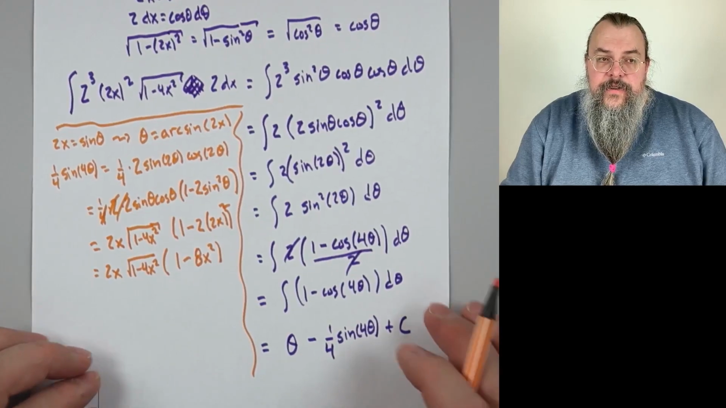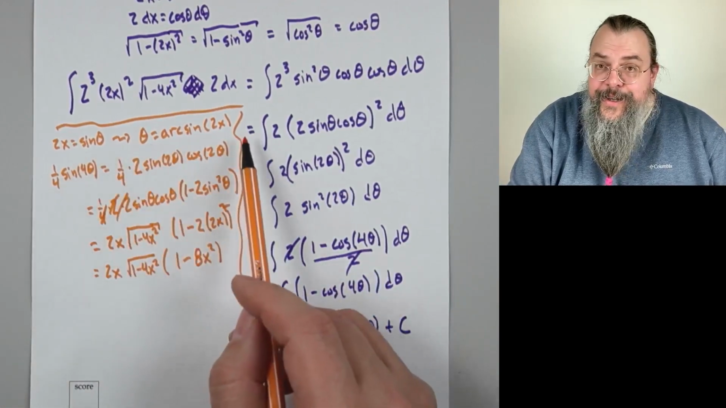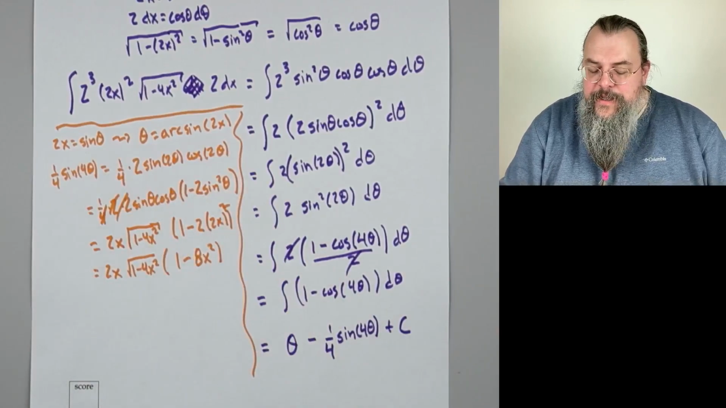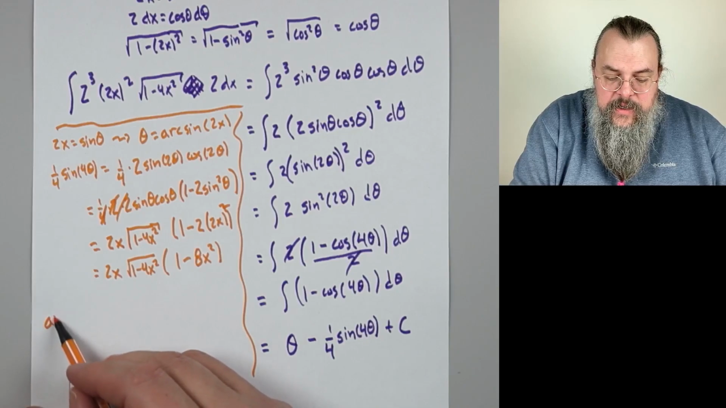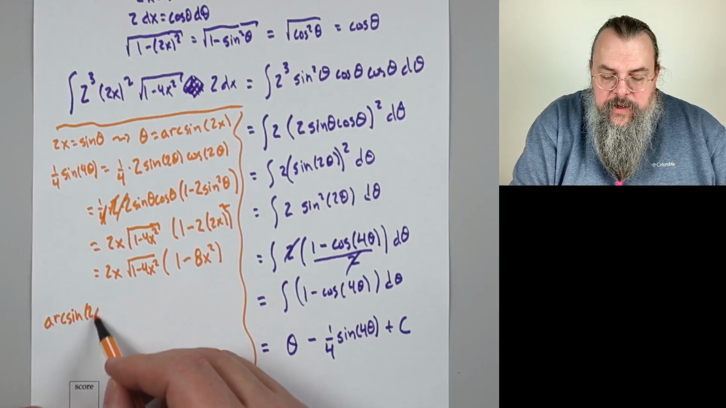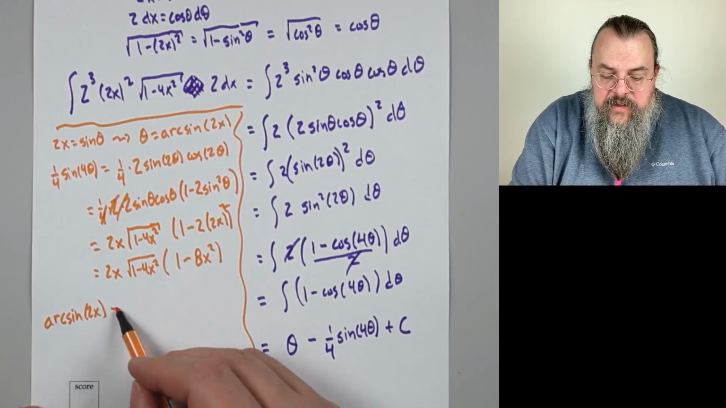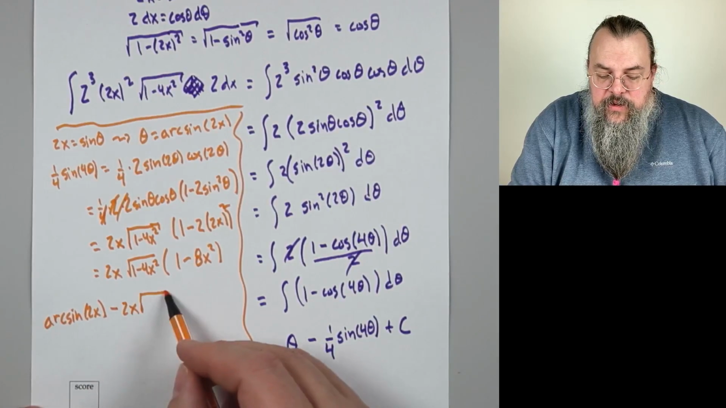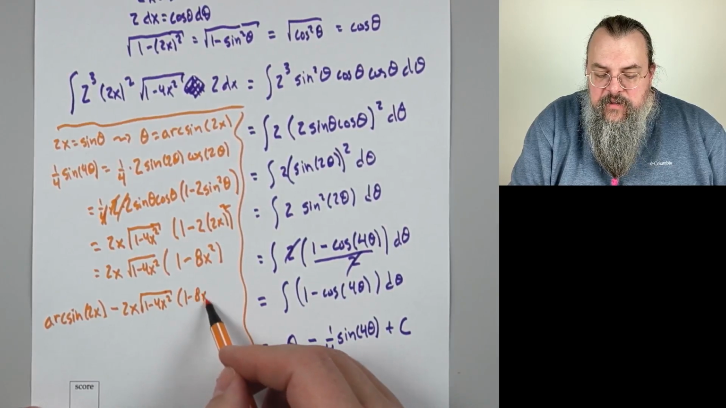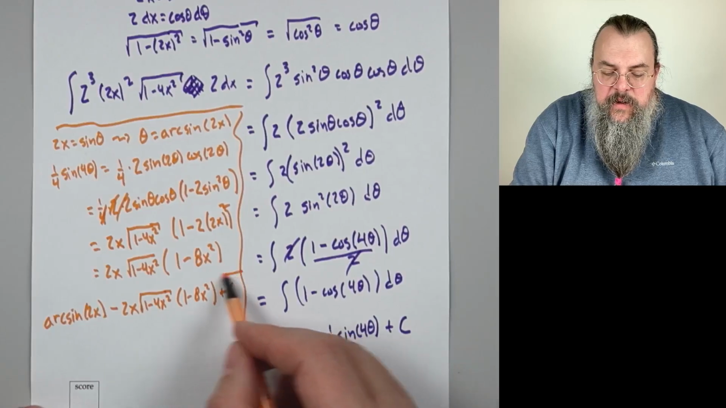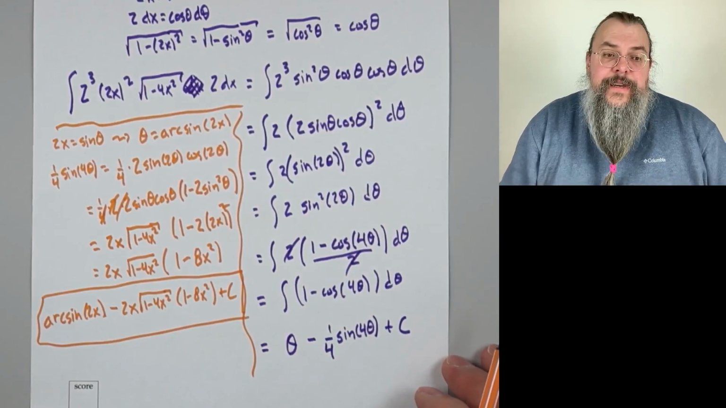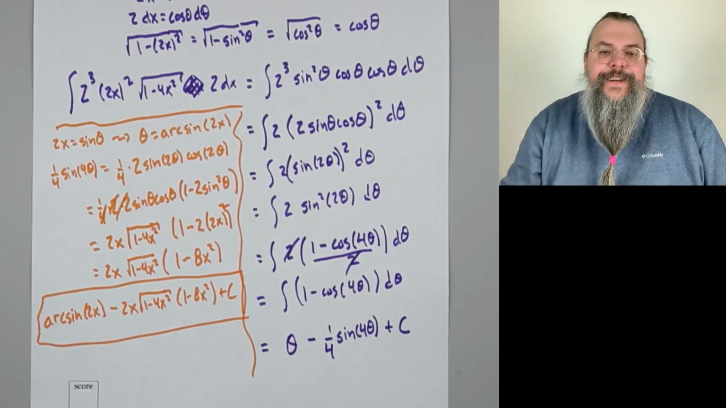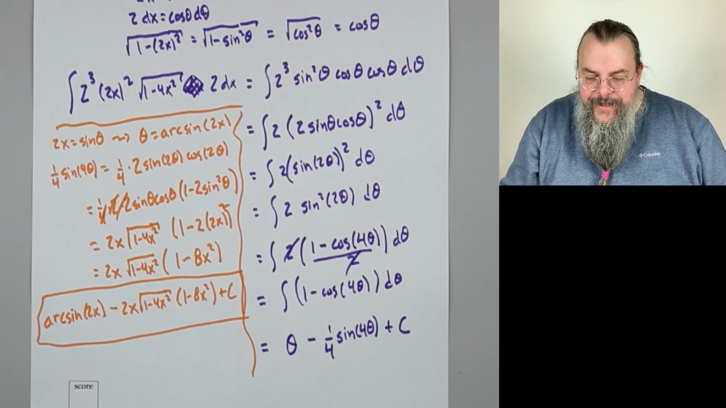All right, so we know how to handle the theta. We know how to handle 1/4 sine 4 theta. So we put them together. And we end up with an answer, arcsine of 2x minus 2x square root of 1 minus 4x squared times 1 minus 8x squared plus c. And that's our final answer. Whew. Good. Done.